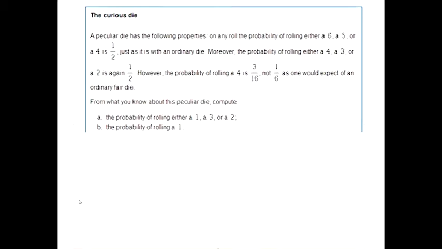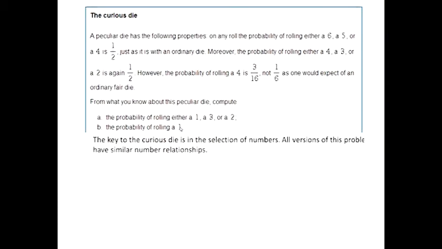So now, what is the probability of rolling a 1, a 3, or a 2? And then what is the probability of rolling just a 1? Well, we know the probability of some groupings of these numbers, but we want to kind of change those groupings around. So for part A, the key to this problem is the selection of the numbers.